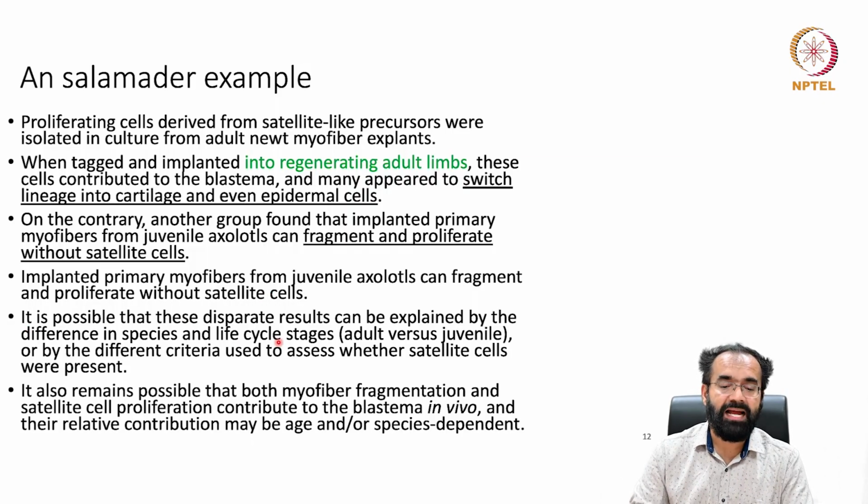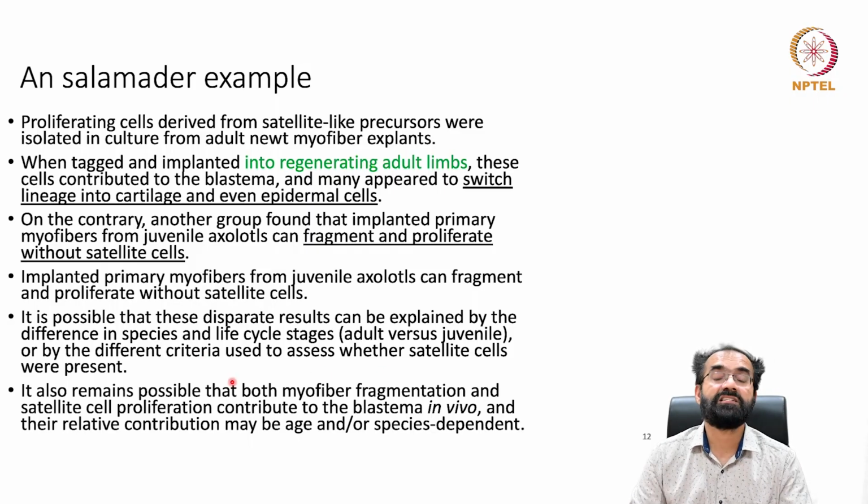It is possible that these disparate results, the variation in results, can be explained by the difference in the species and the life cycle stage, whether they are juvenile versus adult, or by the different criteria used to assess whether the satellite cells were present or not. That is the question that was asked.